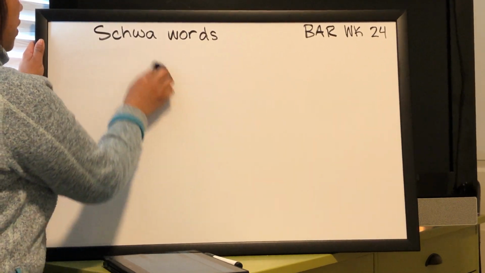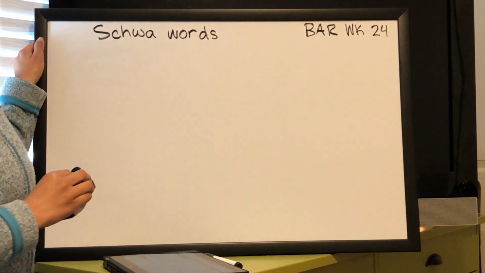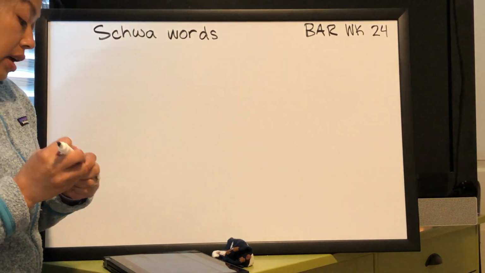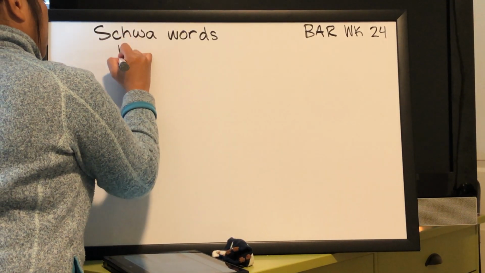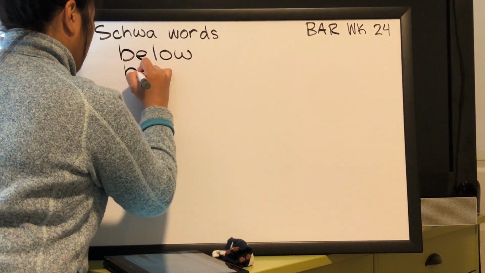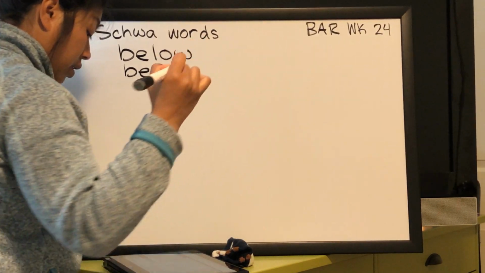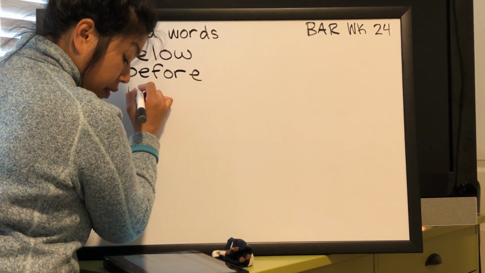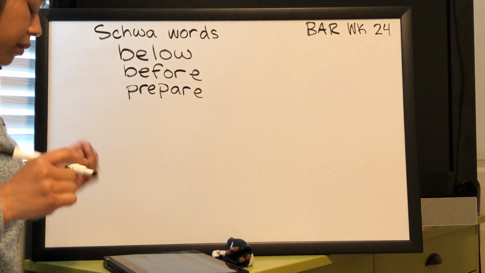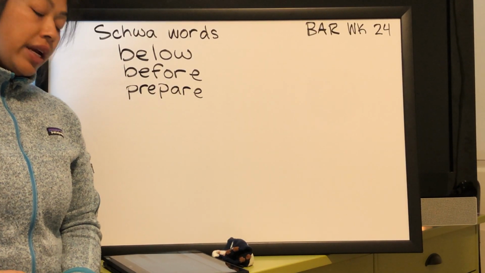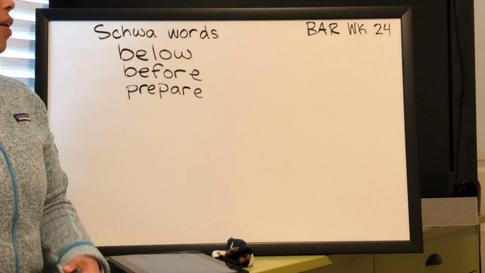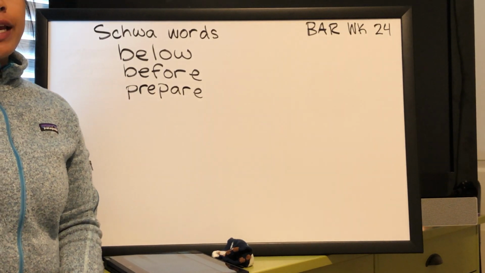Let's move on to another set of words that you will also find in week 24, lesson 1. Below, before, and prepare. Again, with these words, what vowel sounds do you hear in the first syllable? Okay, so below, before, prepare.